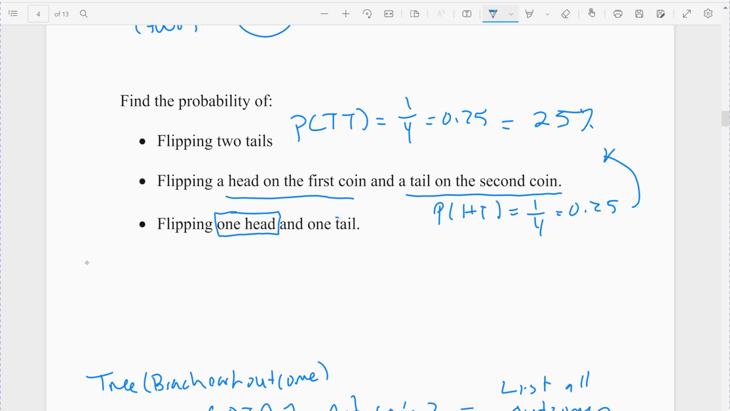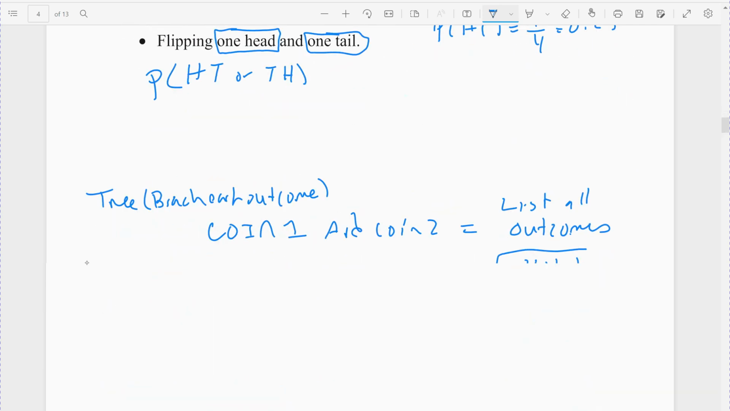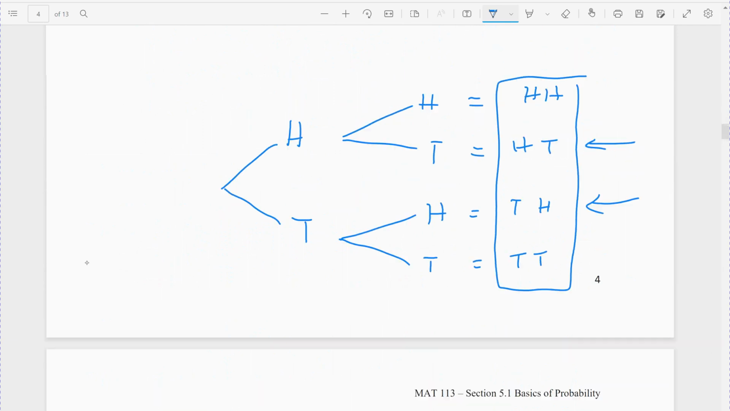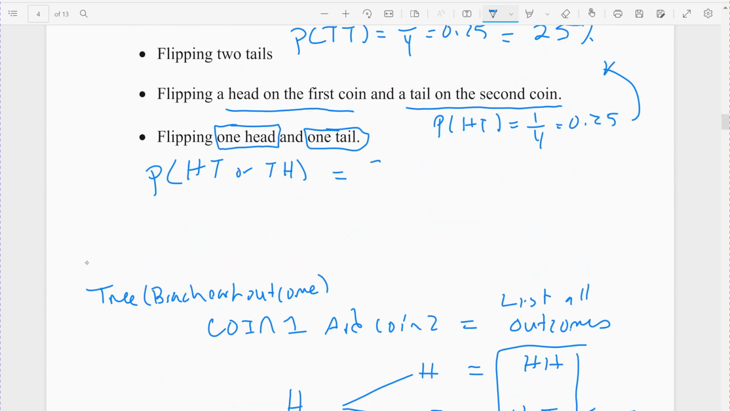Alright, the last one's where it's a little different. 1 head and 1 tail. Now this time it didn't tell me which one flipped a head and which one flipped a tail. So I could have heads on the first toss, or I could have heads on the second toss. So remember, there were 2 outcomes. The probability you get 1 head and 1 tail: you could have head on the first, tail on the second, or tail on the first, heads on the second. That would be both of these middle outcomes where you get 1 of each. So there are 2 possibilities out of the 4 outcomes. So 2 out of 4, which is 1/2, 0.5, or 50%.